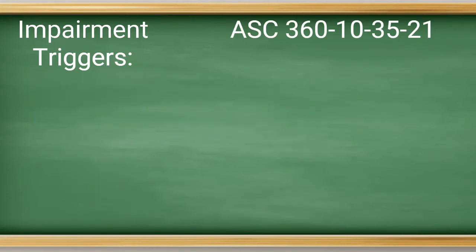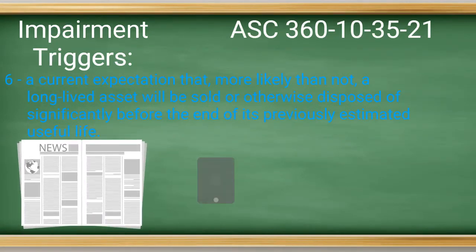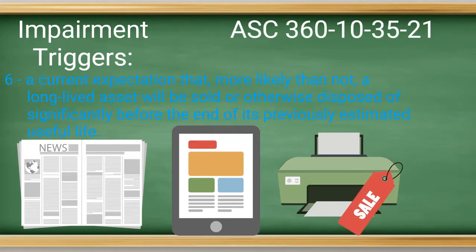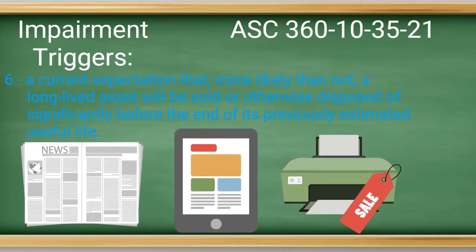The last trigger is a current expectation that more likely than not, a long-lived asset will be sold or otherwise disposed of significantly before the end of the previously estimated useful life. So let's say you're a newspaper company that has entered the digital age and won't be using your printing presses anymore. You may be selling those machines at a steep discount to the expected value as the equipment has reduced demand for it.